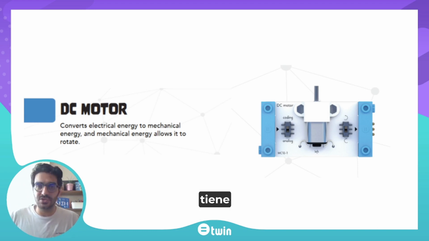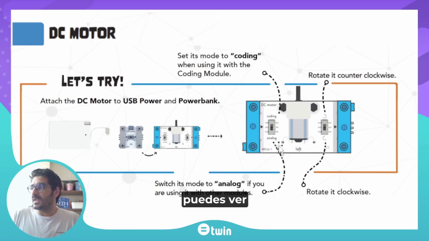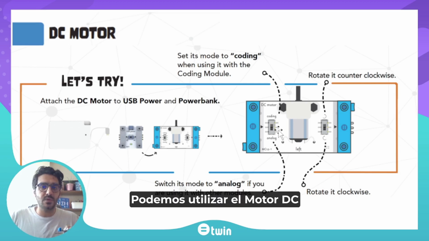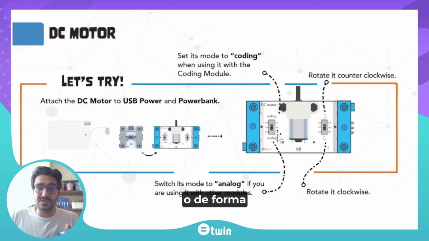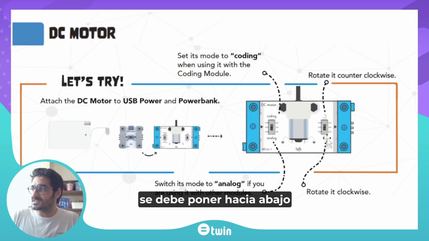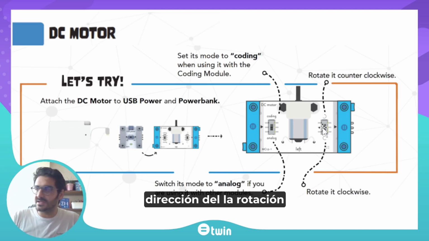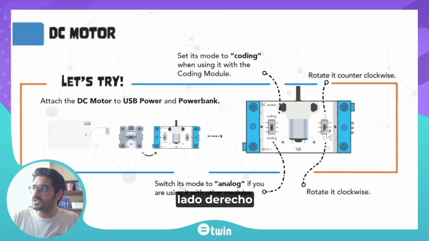And I will show, as you can see, there are different modes again. On top of the DC motor there is one switch which determines the functionality of DC motor, and you can use DC motor with the coding module and also in the analog format as a robotic module. And the other switch, when you are using the DC motor in analog format, controls the direction of the rotation, the switch at the right one.